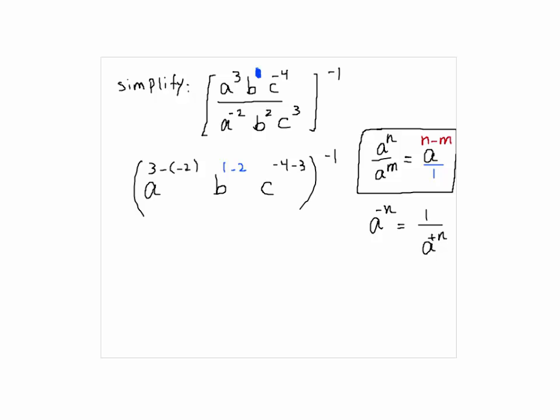So this would be a plus. It would be a to the power of 3 plus 2 would be 5. B to the power of 1 minus 2 would be minus 1. C to the power of minus 4 minus 3, negative 7. The whole thing should be raised to the power of negative 1. Can I see a check mark next to your name if you all can follow up to this point, please?